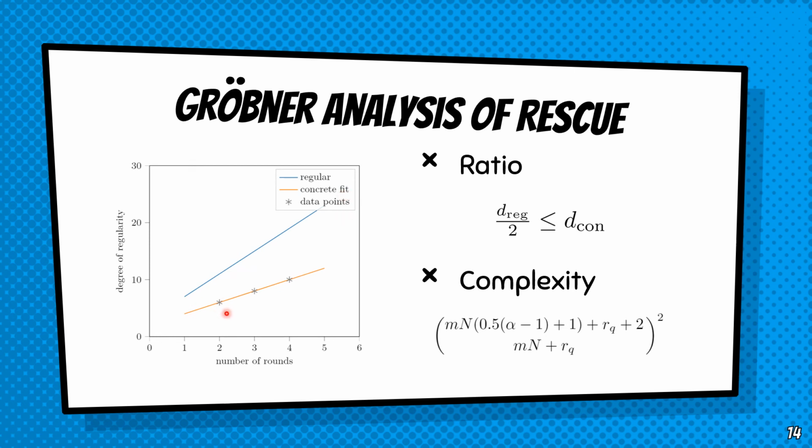But what we did was we also took our round functions from Rescue, we implemented those, and we calculated a Gröbner basis for them. And we see that this gives us our data points for rounds 2, 3, and 4. We see that these give a degree of regularity way lower than that of a regular system. And what we see is that this concrete degree of regularity is half the degree of regularity of a regular system. So what we do is we plot the orange curve. This is a concrete fit of our data points, and from that curve we can extrapolate the complexity over multiple rounds, how much effort it would take to compute a Gröbner basis for more rounds of Rescue.